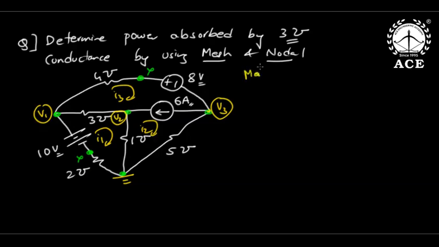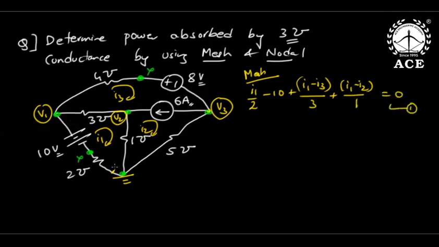Now, if I look at the mesh and model equations, in mesh, because it is conductance, V is I by G, or I difference by G. So I'm starting from here. This is I1 by 2 minus 10, and this is I1 minus I3 by 3, and this is I1 minus I2 by 1 equal to 0.